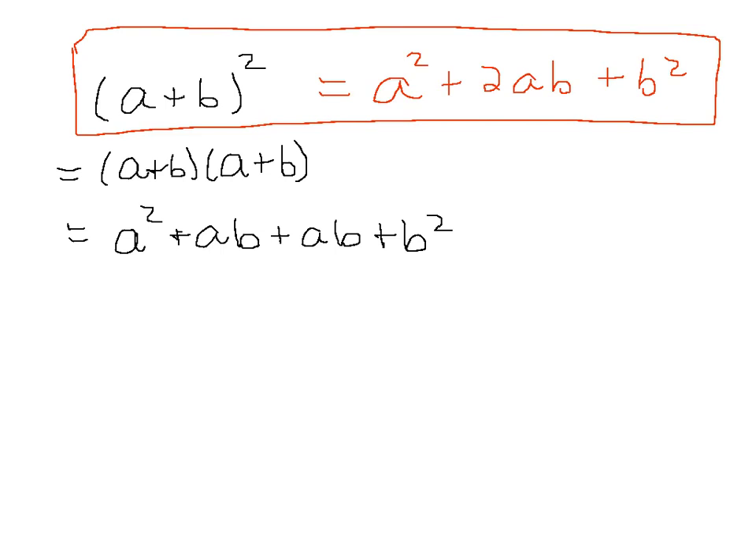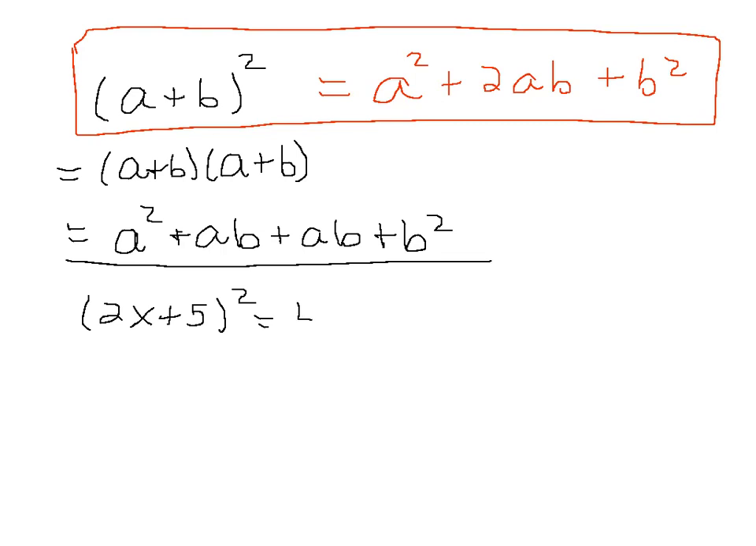All right, some examples. Okay, so let's take a look at 2x plus 5 squared. So it's going to be the first term squared, which is 2x times 2x, or 4x squared, plus twice the product of 2x and 5. Well, if you multiply 2x and 5, you get 10x, and if you double that, you get 20x. And then finally, it's the last term squared.